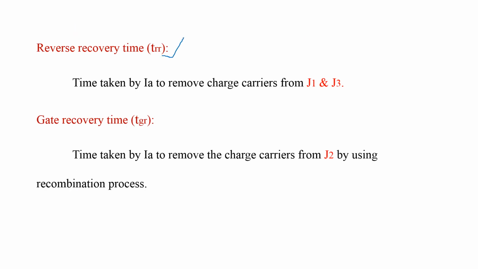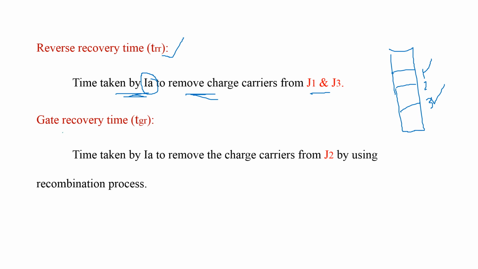Reverse recovery time is defined as the time taken by the anode current to remove the charge carriers from the outer junctions J1 and J3. We have a thyristor like this, a 4 layer device. These are junctions J1, J2 and J3. The time taken by the anode current to remove the charge carriers from the outer junctions J1 and J3 is reverse recovery time.